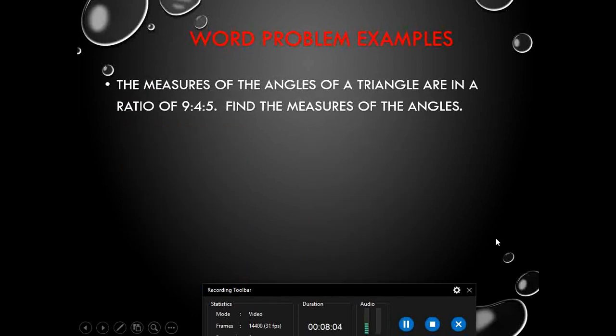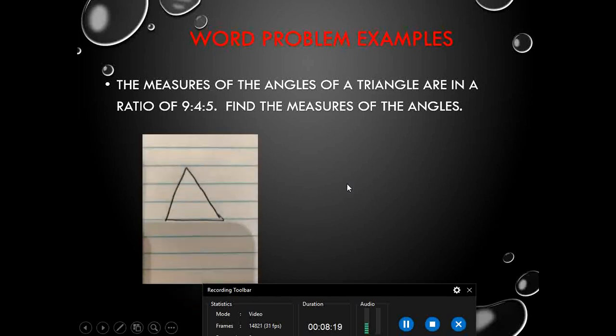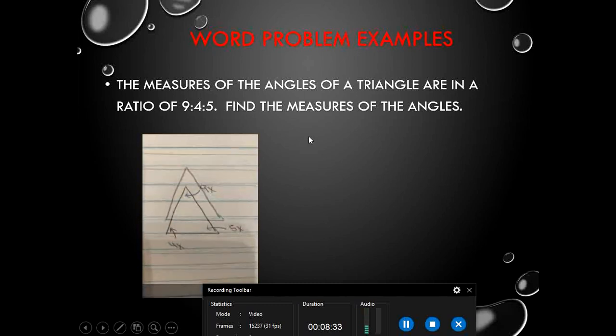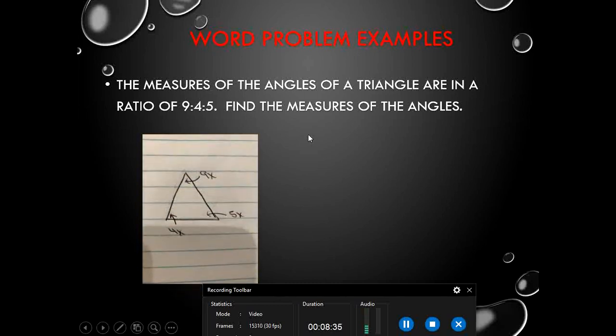In our second word problem, they're saying the measures of the angles of a triangle are in a ratio of 9 to 4 to 5. We know that the angles of a triangle add up to 180 degrees. So the first thing I did is I drew a model instead of writing let statements. And then remember, we want to maintain the ratio 9 to 4 to 5, but there is some kind of multiplier that's not there, so we'll add an x onto each of those parts of the ratio. So the angles are now 9x, 4x, and 5x.